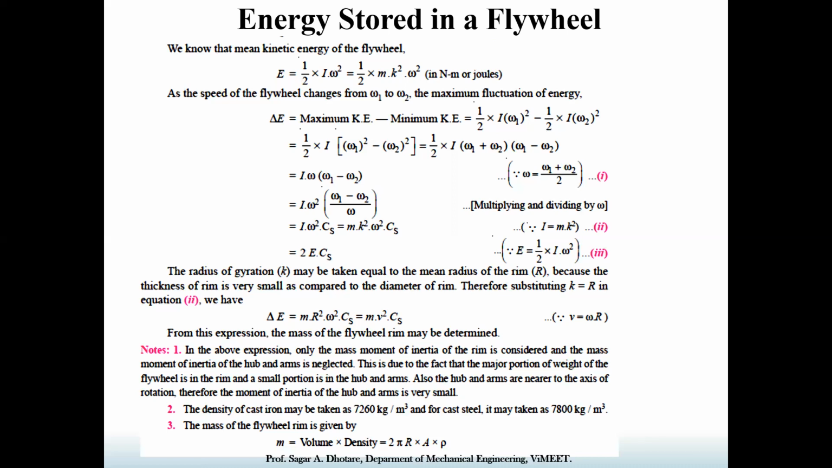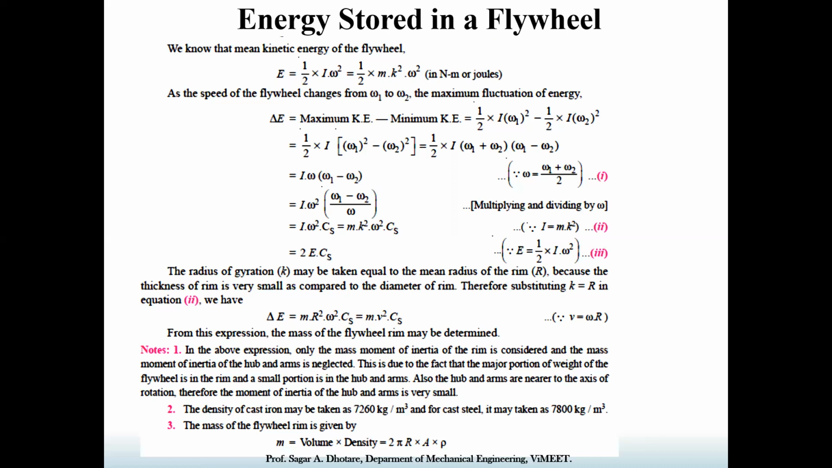So delta E is twice E CS. Now the radius of gyration may be taken equal to the mean radius of the rim, because the thickness of the rim is very small compared to the diameter of the rim. Therefore k is equal to capital R. When we put the value of k in the equation, we get delta E equal to m R square omega square into CS, or m v square into CS. Okay, so this is the basic equation by which the mass of the flywheel rim is to be determined.